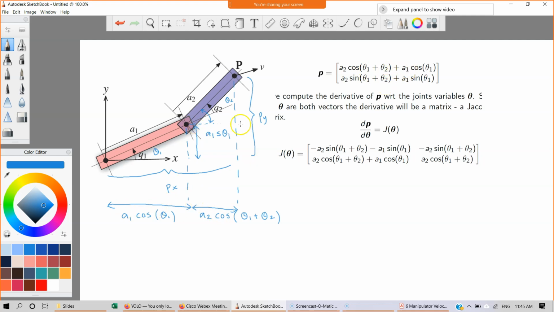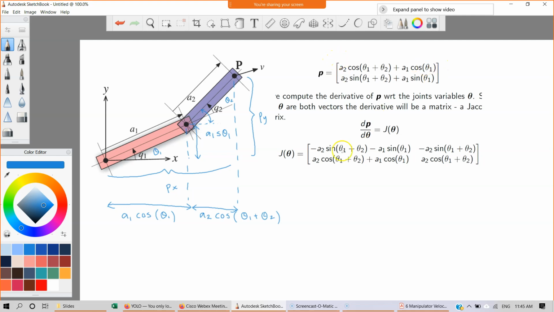So this is cos. The first element is a2 cos theta 1 plus theta 2 plus a1 cos theta 1. Similarly, you can derive the second element of py as well. Let's compute a matrix that we call J of theta. We take a derivative over theta.